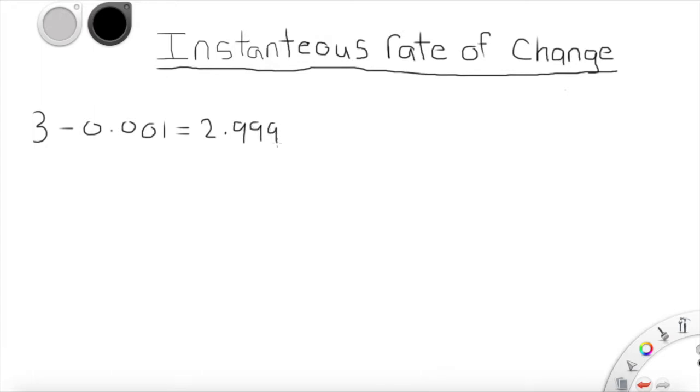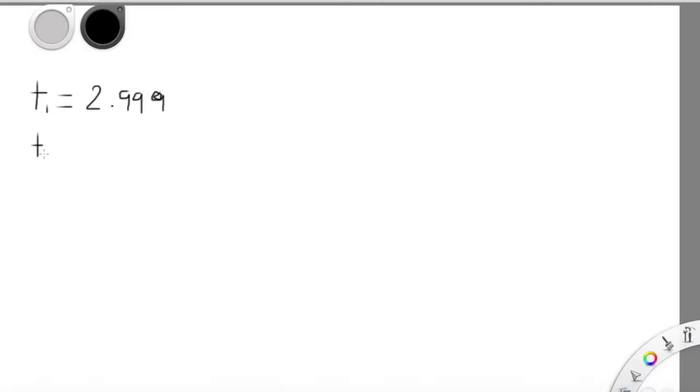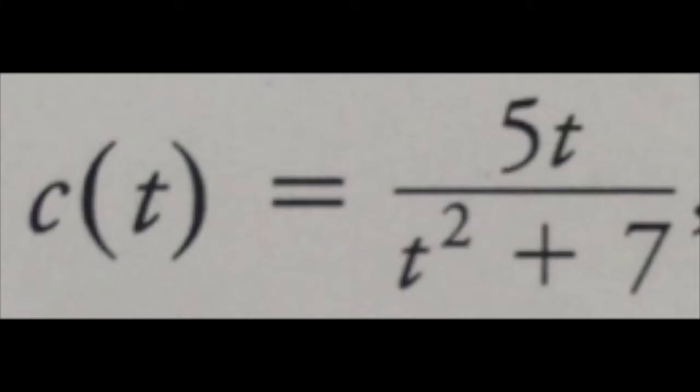Question B is asking us to find the instantaneous rate of change at t is equal to 3. Let's start by adding and subtracting 0.001 to 3. Again, we know that IROC is equal to C2 minus C1 all over T2 minus T1. Now let's solve for C1 and C2 using our formula C of t is equal to 5t all over t squared plus 7.